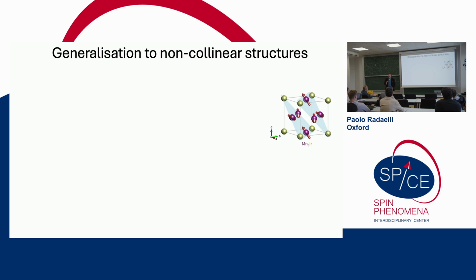So I want to generalize now to non-collinear structures. That's the main point. So I showed the case of collinear structures, and now how do we generalize to non-collinear structures? Why is it important, first of all?